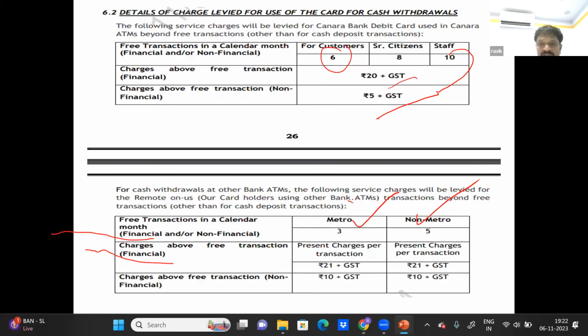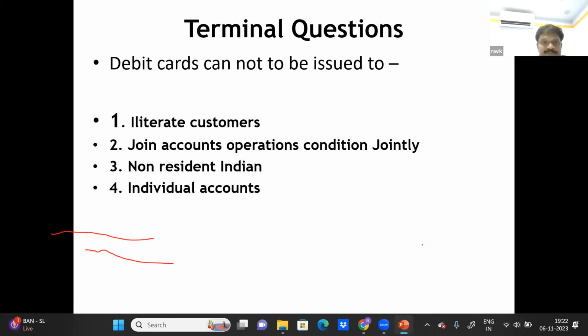So metro only 3 allowed because it is C. Non-metro, they have allowed 5. Now here also charges are there. Same charge. Here 20 rupees. Here they said 21 rupees. Just 1 rupee extra for financial transaction. When it comes to non-financial, it is double. Your bank, it is 5 rupees. Other bank, it is 10 plus GST.